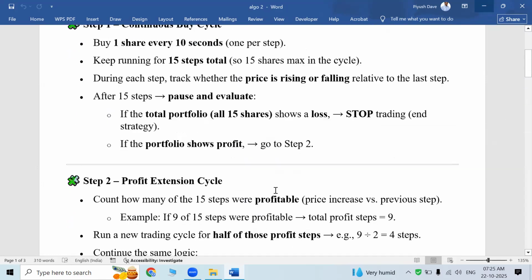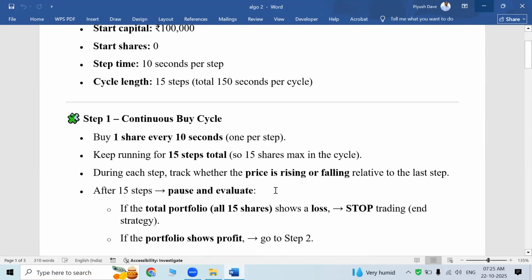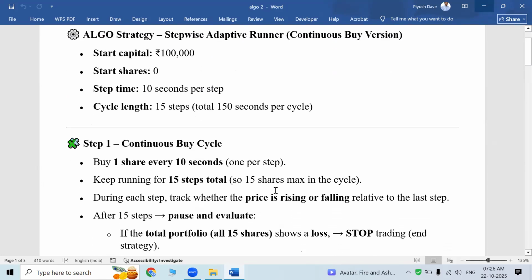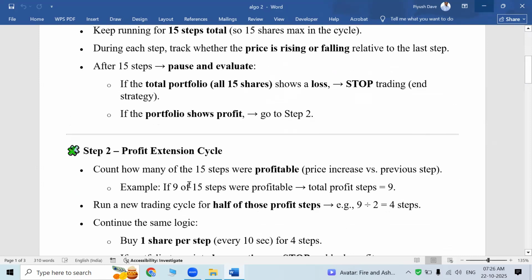Okay. So the logic of this algo is, we will first take 15 steps. If the 15 steps are in loss, we will stop. We will rethink whether to run this strategy or not, because this is a buy version strategy. If the market is trending into the negative side, then this is going to make a loss for sure. So first we will run this for a while. After some indication that the market is in a bullish trend, if it makes a profit, then we will go for dividing the steps. So we will try to find out how many steps are in profit.